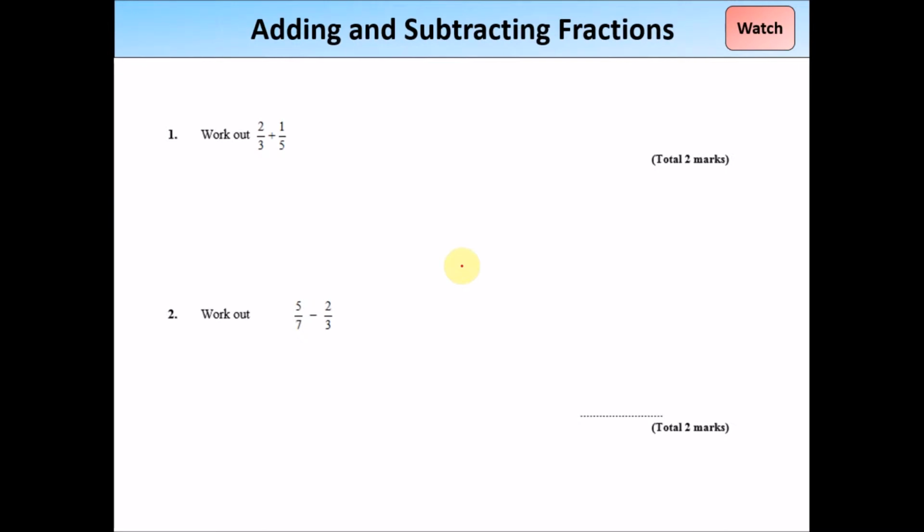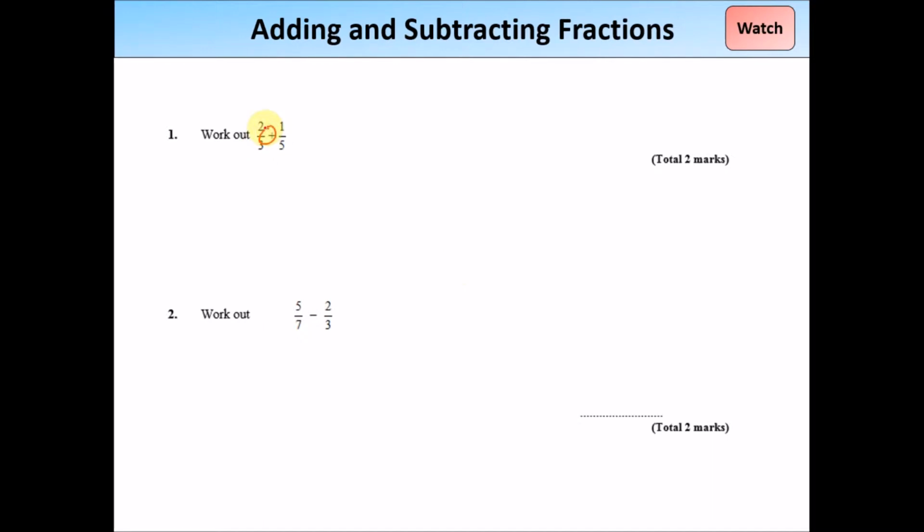So here are our first questions. You'll see I've put an addition question at the top there, and I've put a subtraction at the bottom. So the question says, work out 2 over 3, add 1 over 5. I know it's an addition question because helpfully they've put an add sign. They're nice guys, these examiners.